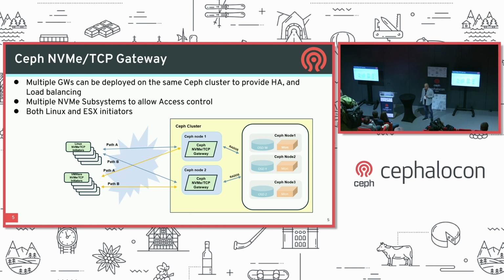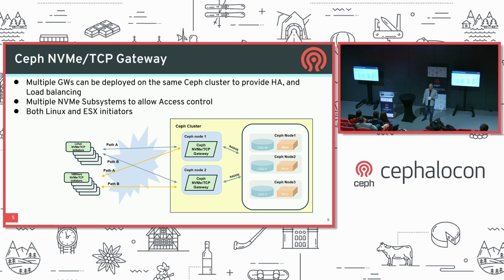So let's get back to talking about the gateway, the Ceph NVMe-oF gateway. We support multiple gateways on the same Ceph cluster. And why do we need multiple gateways? First of all, we want to distribute the load of the NVMe over TCP across as many Ceph nodes and gateways as possible. And of course, we also want to support high availability.